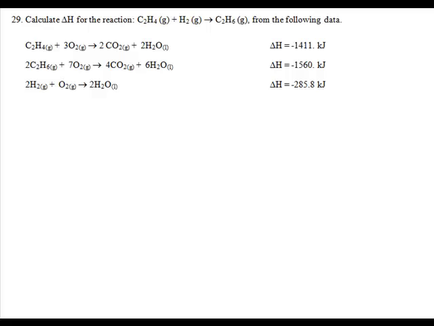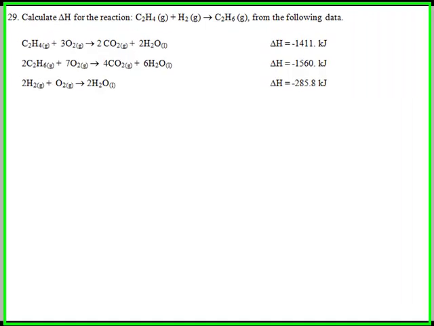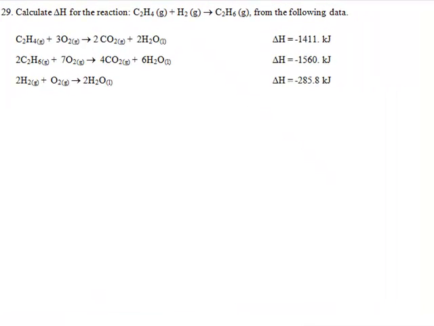In this problem, which for my students is number 29 on the Unit 12 review, we're going to be calculating delta H, that is the change in enthalpy for the reaction C2H4 gas plus H2 gas yields C2H6 gas. We have three equations to work from. We have the combustion of C2H4 and its delta H, which would be its heat of combustion, and we have the combustion of C2H6. We also have the formation of water and its delta H, our heat of formation.